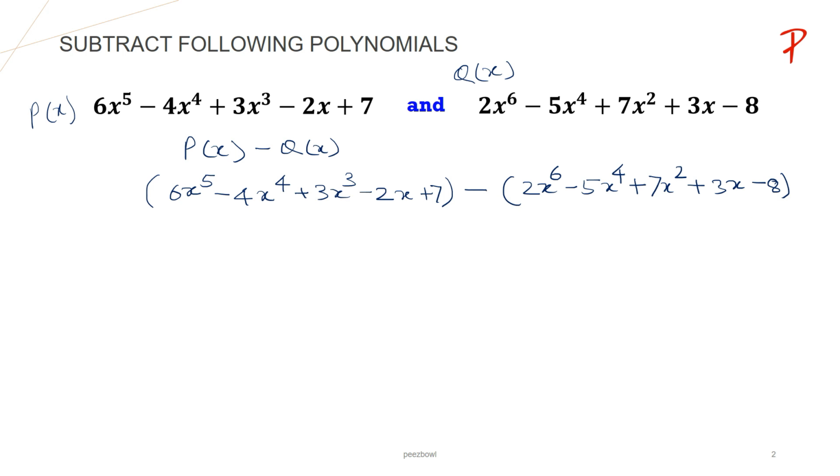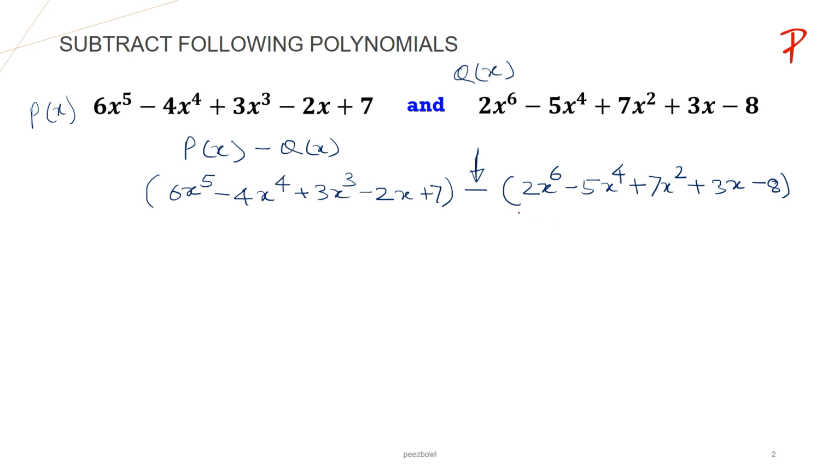Okay. Now as you see, for the second polynomial there is a minus sign, right? Because I have to subtract these two polynomials. So before the second polynomial there is a minus sign. Now I have to distribute this negative sign. So let us see how we are going to distribute it. We simply need to change the sign of the second polynomial.